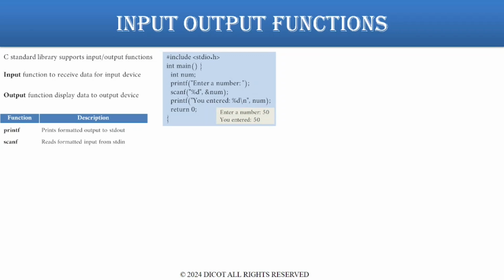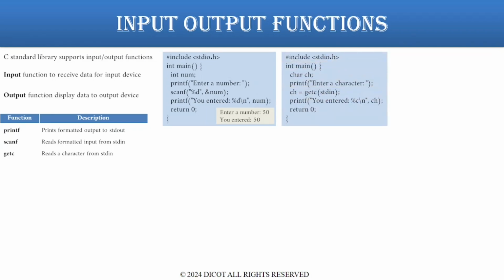Next, getc. It reads a character from a standard input device. Let's see an example. ch is a variable of type char.